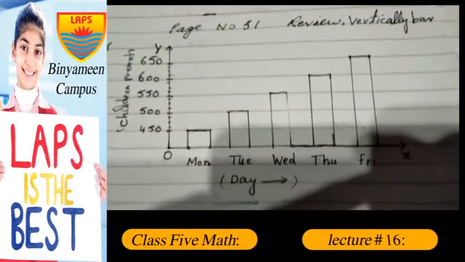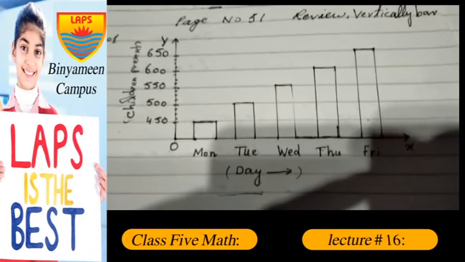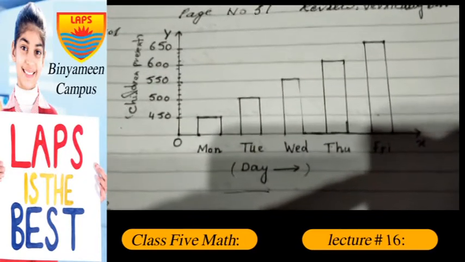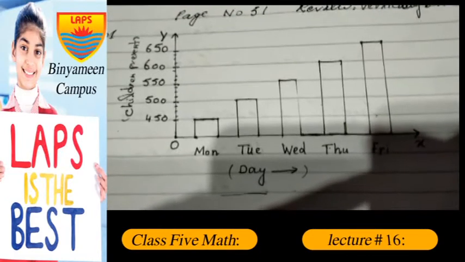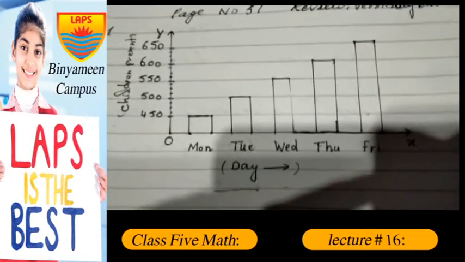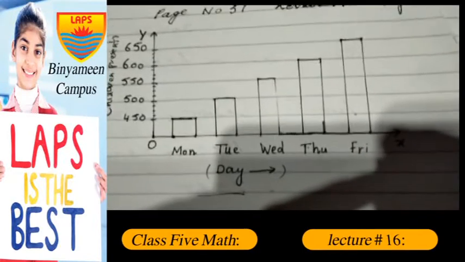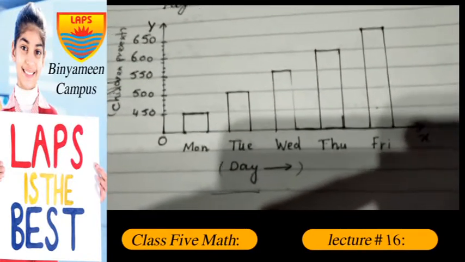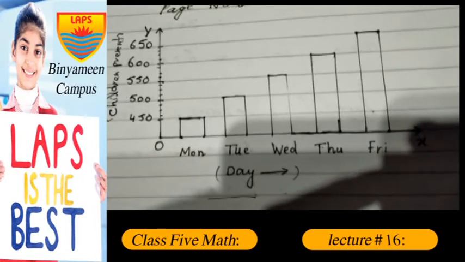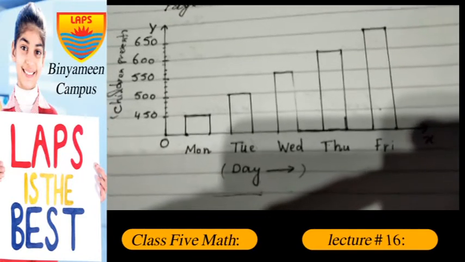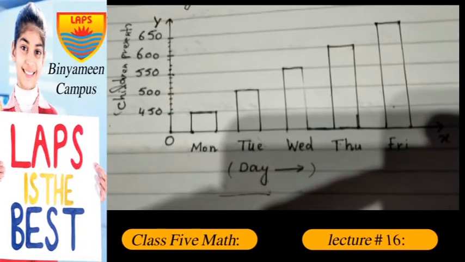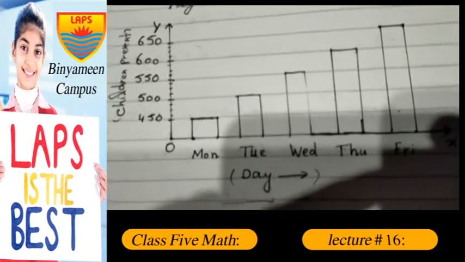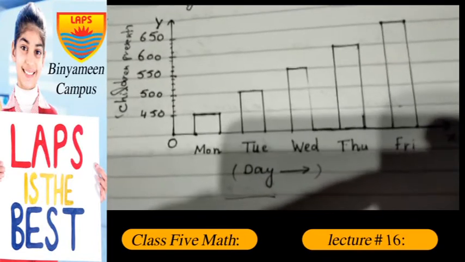A bar graph is used in representing the data visually. First we draw two lines, horizontally and vertically. Horizontal line represented by x-axis and vertical line represented by y-axis. X-axis and y-axis intersect at point O.